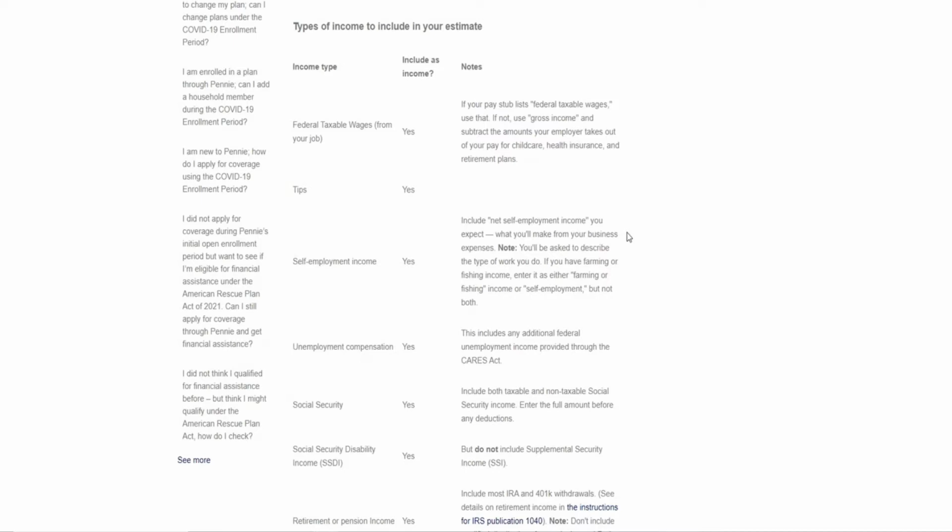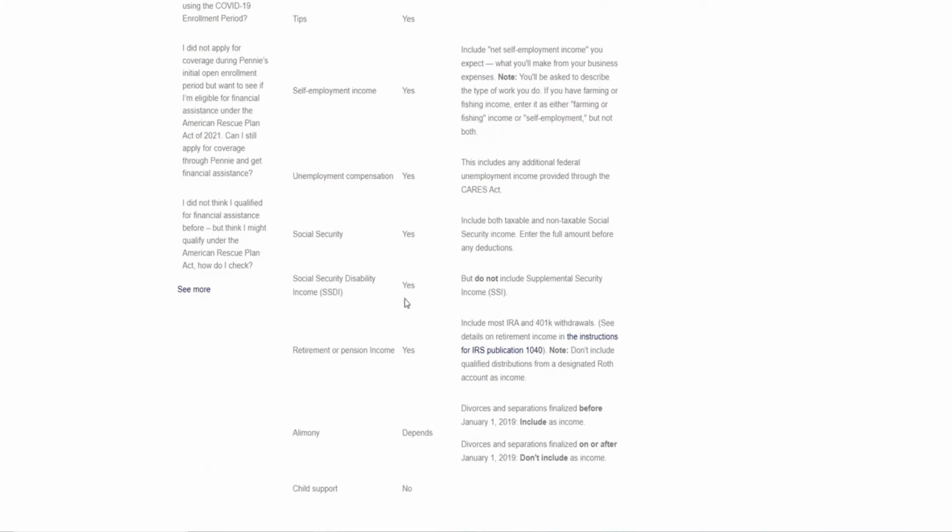And because of COVID-19, we know of a lot of individuals who are currently workers in transition. They will have regular federal taxable wages, but then they'll also have that unemployment thrown into the mix. Many people will. Coming out of 2020 was a rough year on all of us. So that's something to consider. Social Security, both taxable and non-taxable. Social Security is something you should include. Enter the full amount before any deductions.